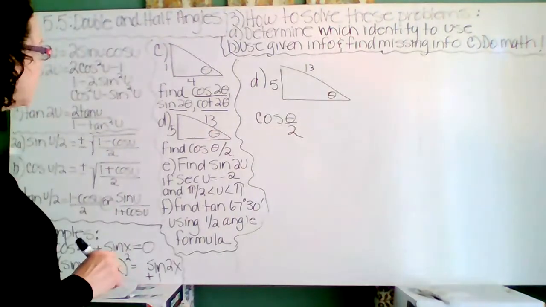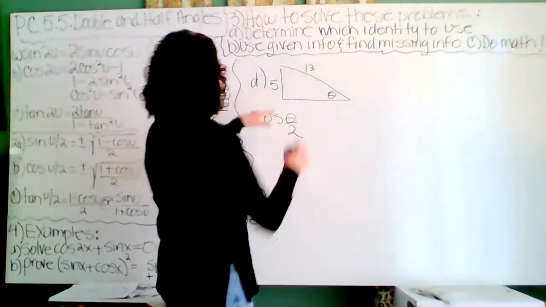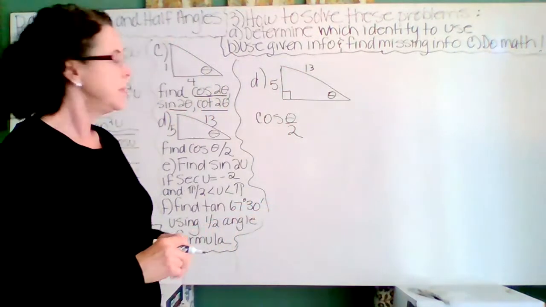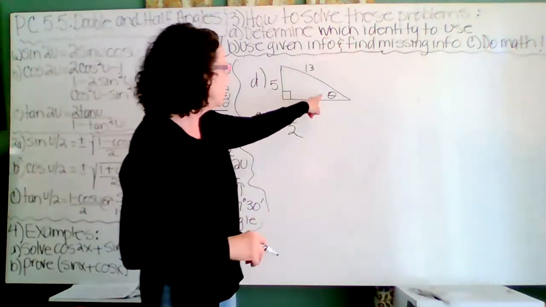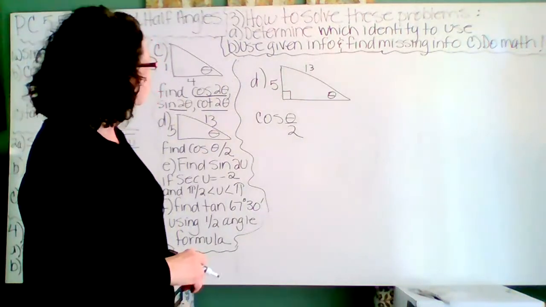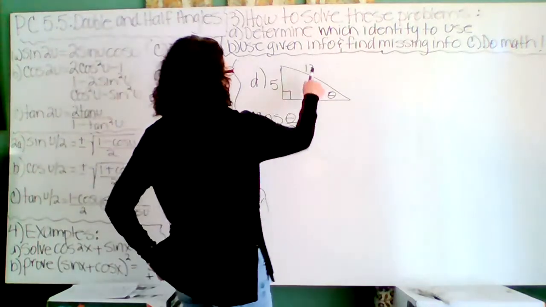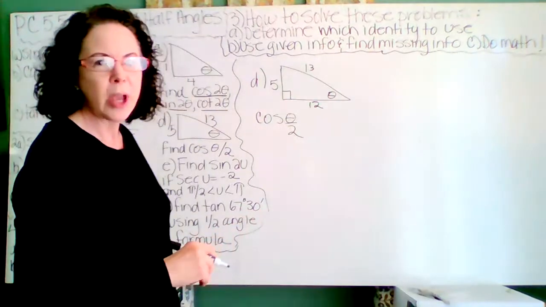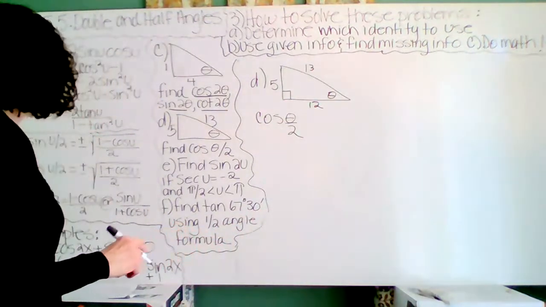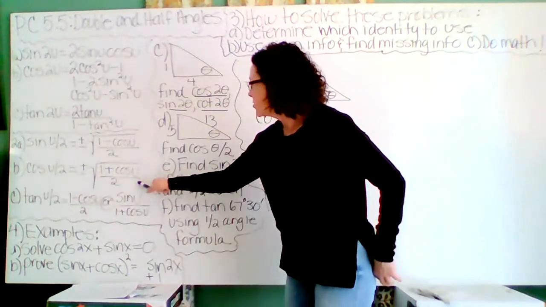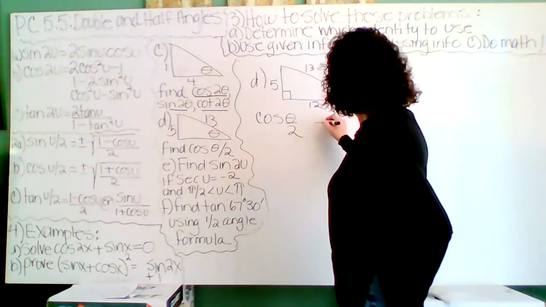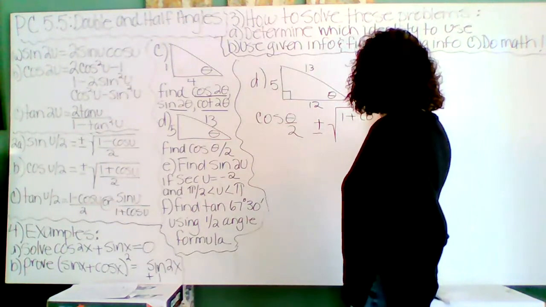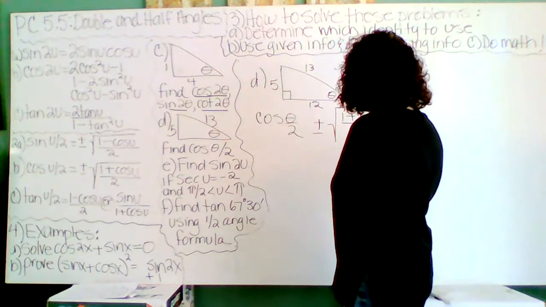Okay, let's take a look at problem D. You have been given this picture in the right triangle, and they are asking you for what would be cosine of that half of this single angle here. Well, let's first get the adjacent side. Let's see, that would be, when we do the Pythagorean theorem, a side of 12. Okay, and let's look at the formula for cosine of a half angle. Here it is right here. It is plus or minus the square root of 1 plus cosine of theta divided by 2.